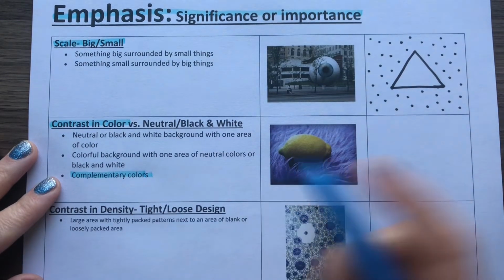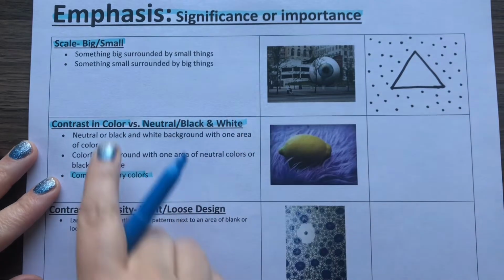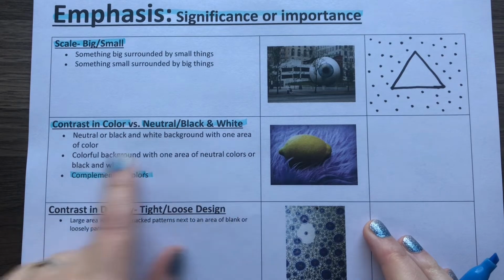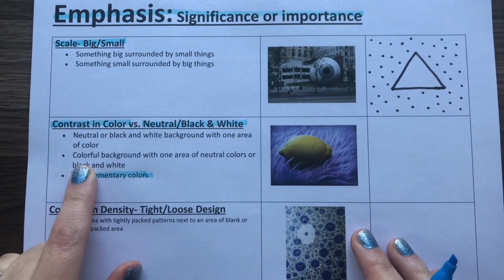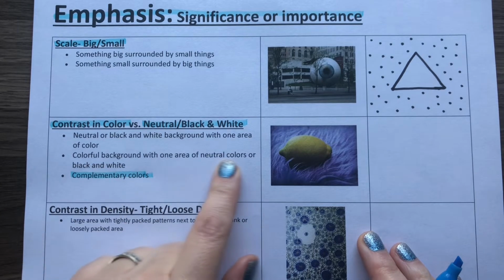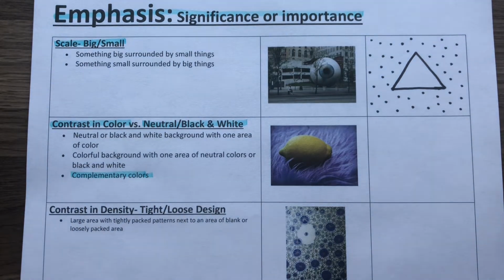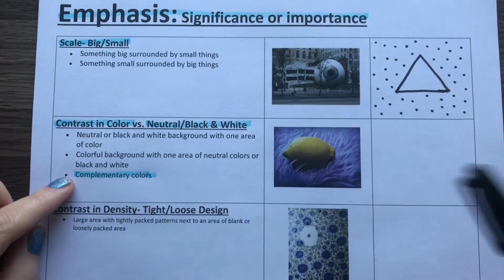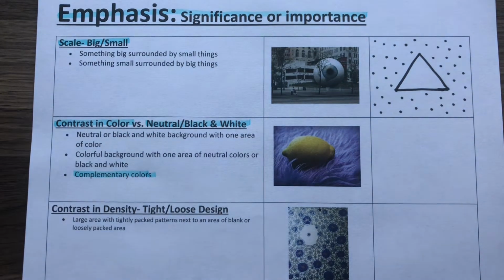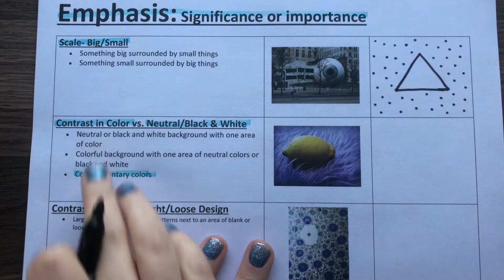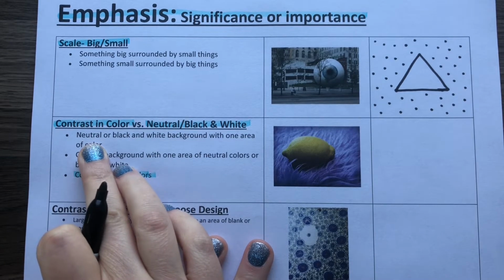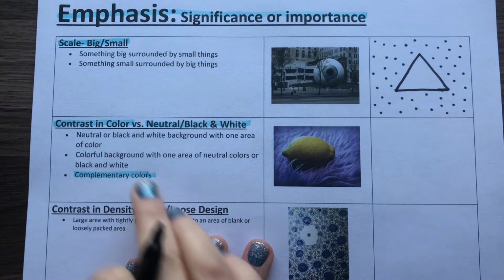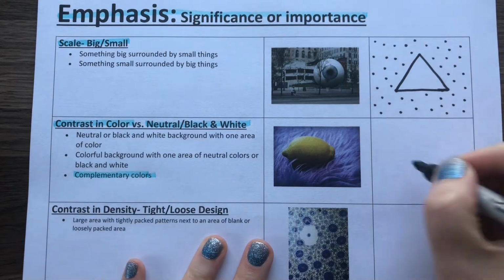Now you can do that with neutral and black compared to a color as well. You can have a neutral or black and white background with one area of color, which is what I'm going to do over here in a minute. And then a colorful background with one area of neutral colors or black and white. So you can do it either way. You can have complementary colors that fill this area, or like I'm going to do, you can have a neutral. Remember, neutral is grays, browns, colors that aren't on the color wheel. Or you can have a black and white background with one area of color.